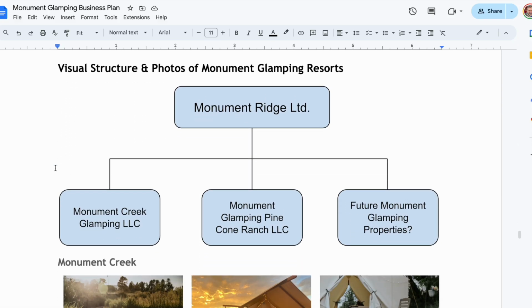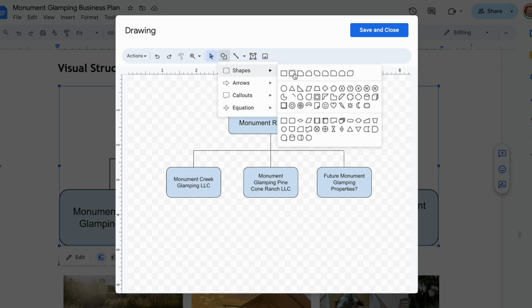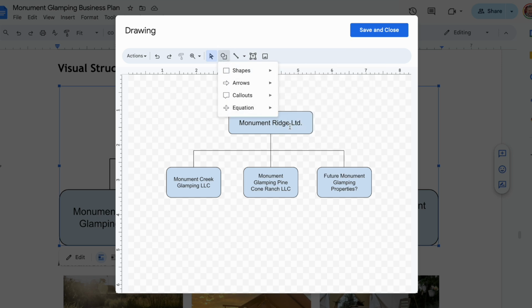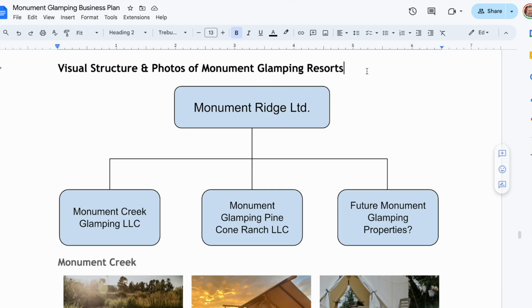And here's another visual. I created this in drawing also, by inserting these shapes and then naming them out. My structure right now, this will likely change as I acquire properties. I have Monument Ridge Ltd. That's the Monument Glamping umbrella company. Then I have Monument Creek Glamping LLC, Monument Glamping Pinecone Ranch LLC.